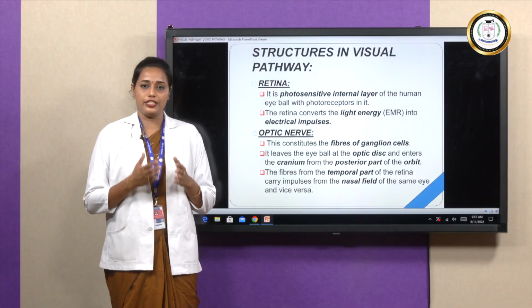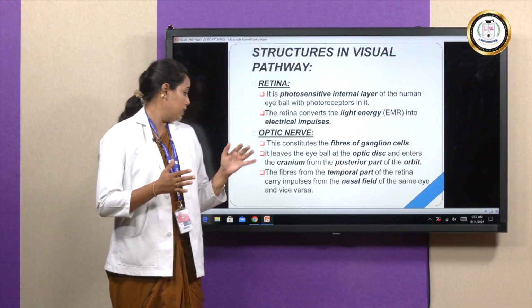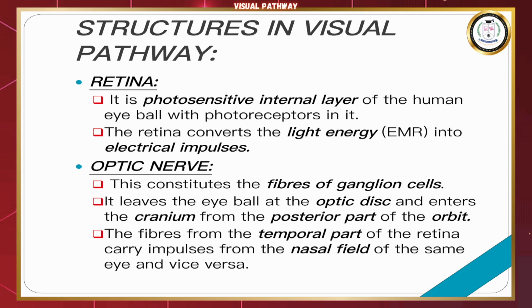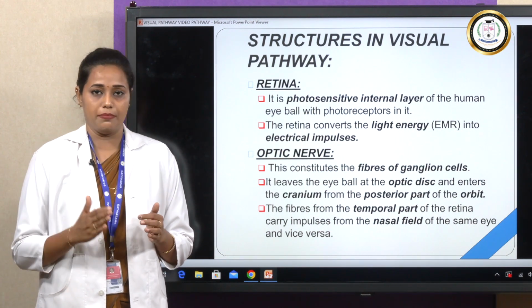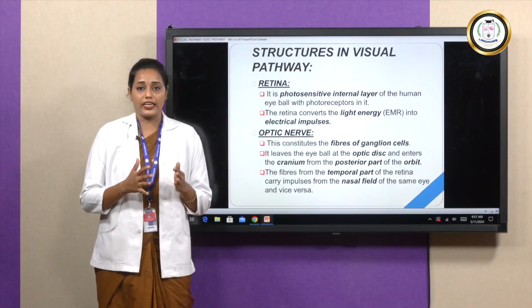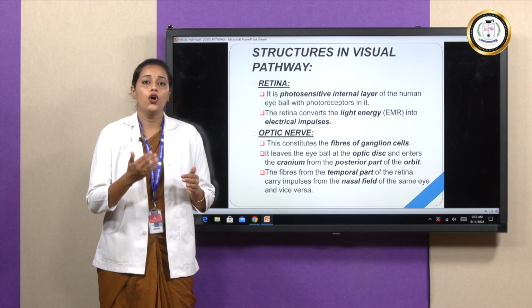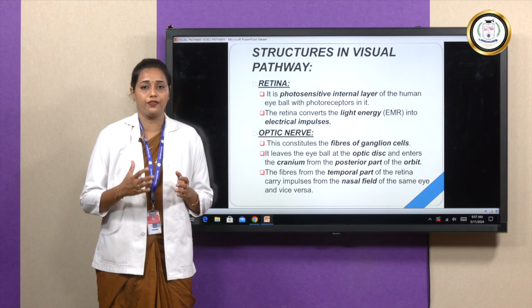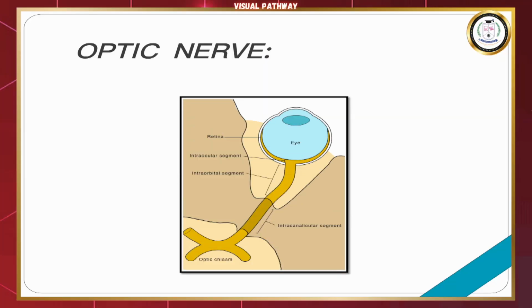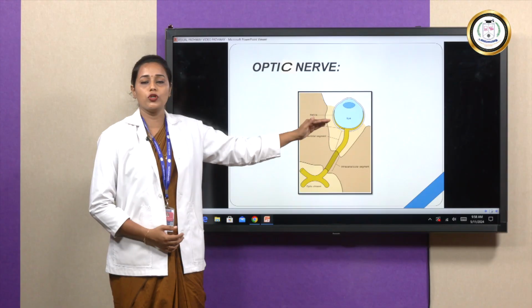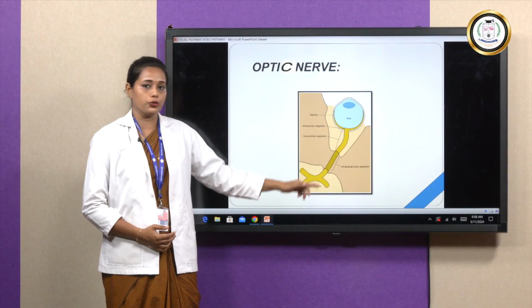The point which we are going to discuss now is a very important point. The fibers from the temporal part of retina will be carrying impulse from the nasal field of the same eye. So it happens in vice versa manner. So let us consider the fibers from the nasal part of retina will be carrying impulses from the temporal field of the same eye. As we discussed about optic nerve, this optic nerve will be exiting the eye in the part called optic disc, which is also known as blind spot. After that, it will be leaving the posterior part of the orbit and will be entering into the cranium.